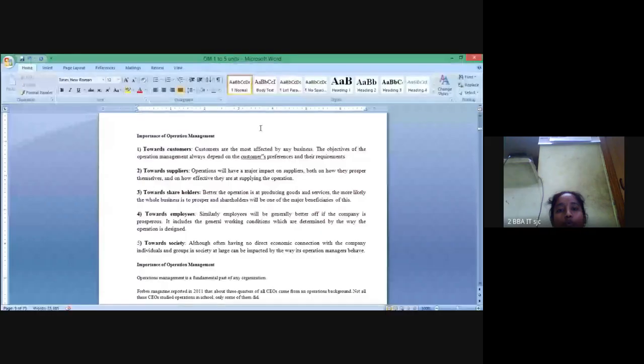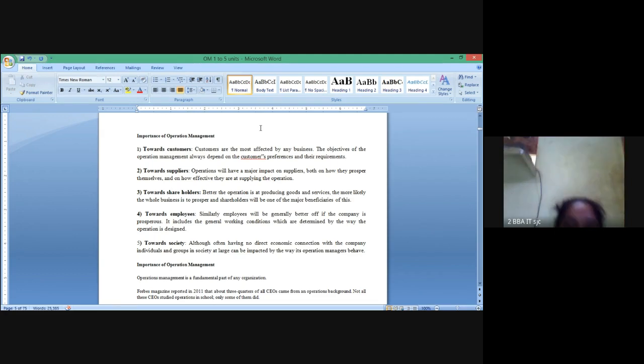Towards suppliers. The suppliers are those who provide the material required for the manufacturing process. For them, the operations of an organization matter. Sometimes an organization purchases material on a credit basis, and sometimes an organization pays money for the raw material which is purchased.